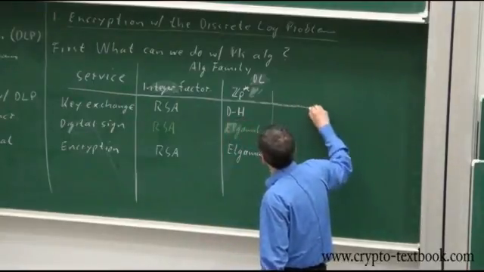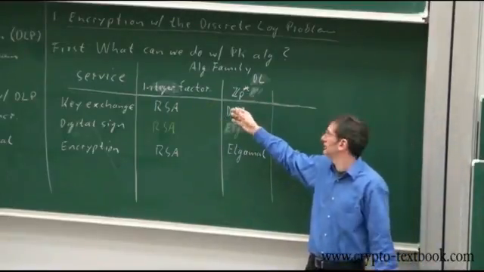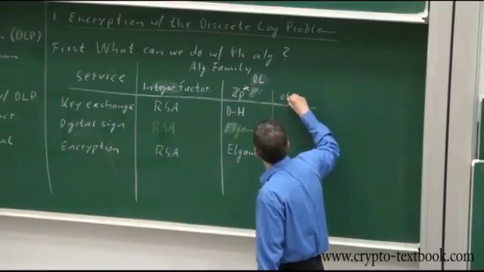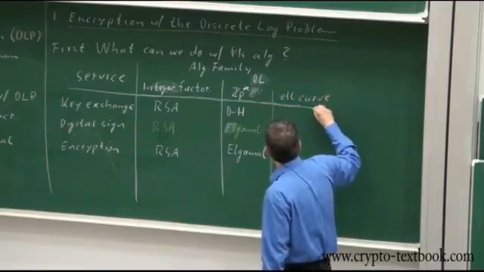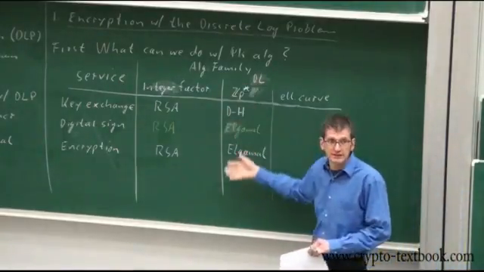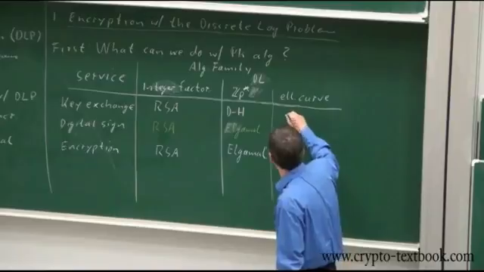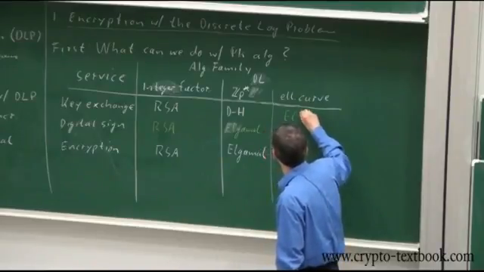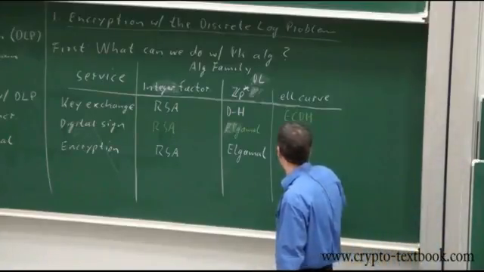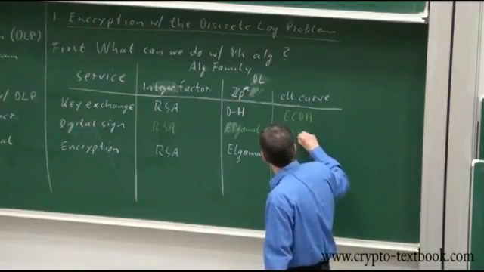And then we have the two big types of DL problems that are used in practice. One is with modular p arithmetic in Z_p star. This is what we're doing right now. The other thing we can use is elliptic curves, which we start next time. With elliptic curves, you can again do everything you can do with modular p arithmetic. So for key exchange, you can do ECDH, elliptic curve Diffie-Hellman. For digital signature, elliptic curve DSA.